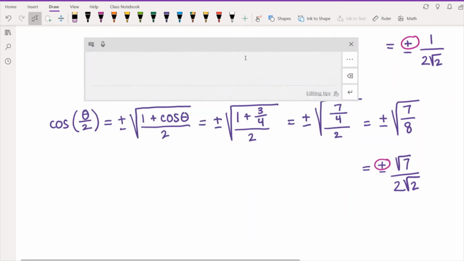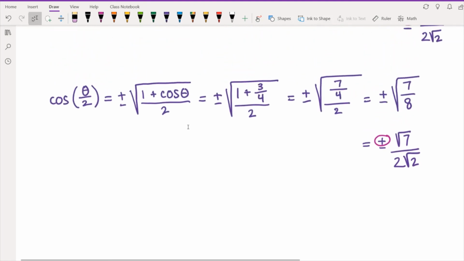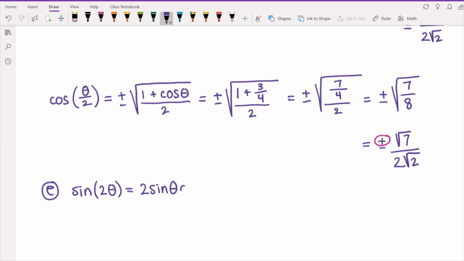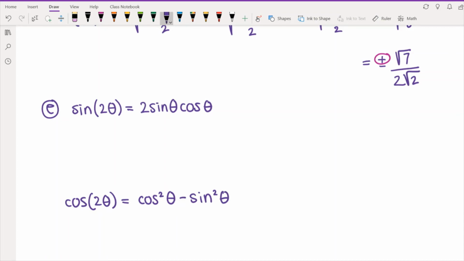Okay, so there's a couple more things. So next thing was finding sine and cosine of 2 theta. So basically, this is very similar to what we just did. It's just using different angle formulas. So to find sine of 2 theta, that's the double angle formula. So that's 2 times sine of theta times cosine of theta. And then the double angle formula for cosine is cosine squared of theta minus sine squared of theta.